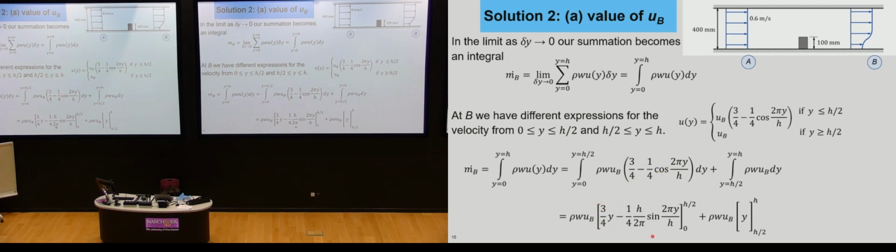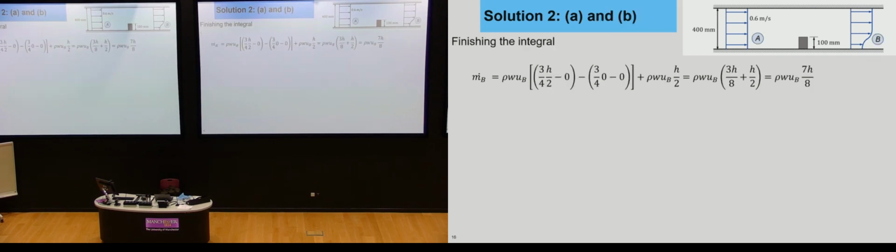The cos term gives us a sine when it's integrated, and that's evaluated between 0 and h upon 2 for y. The same here, okay? So rho, w, u_b, these are all constants, so they do not get integrated with respect to y, so you just have y evaluated between h upon 2 and h. So when we plug in all of our values, there is my mass flow rate at B: rho times w times u_b times 7h upon 8. So this is just evaluating the integral.